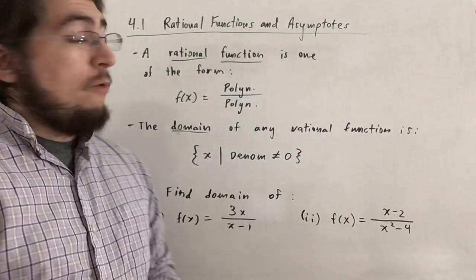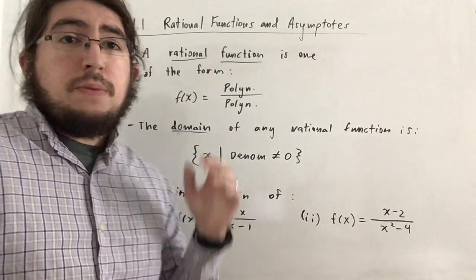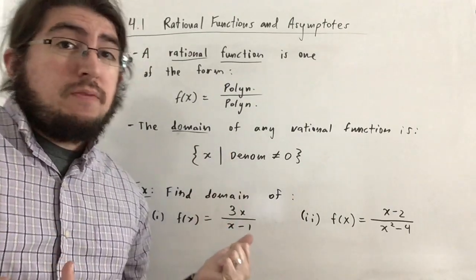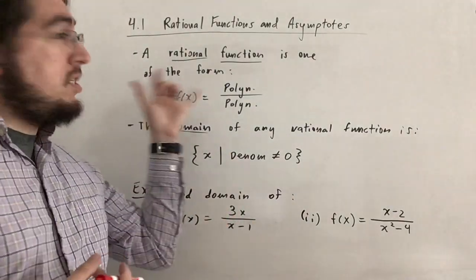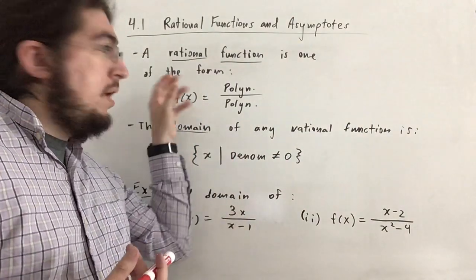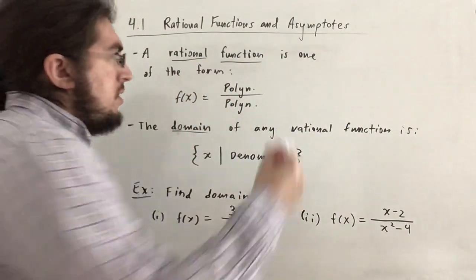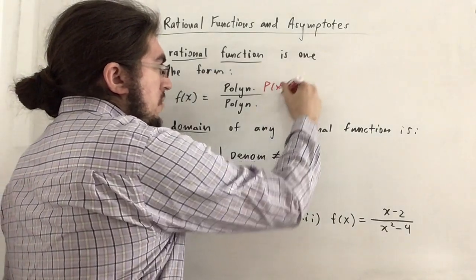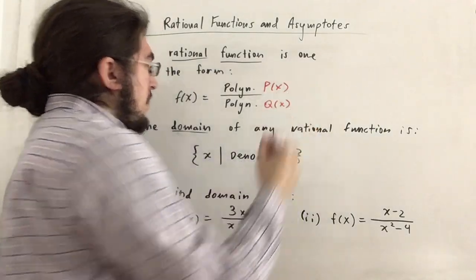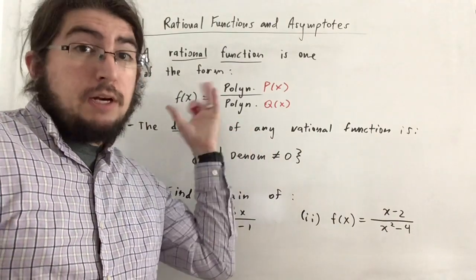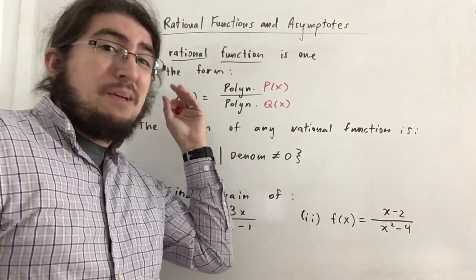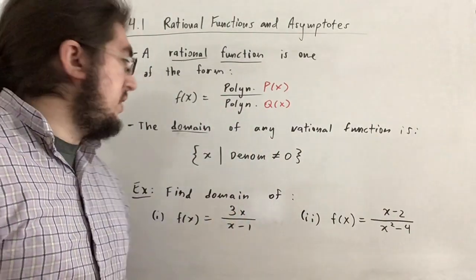This is a discussion on rational functions and asymptotes, and I'm just going to begin by discussing first what a rational function even is. Here I say a rational function is just a function of the form polynomial function over another polynomial function. Usually we'll call the top one p of x and the bottom one q of x, but in any event, a rational function just means that it's a polynomial function over another polynomial function.